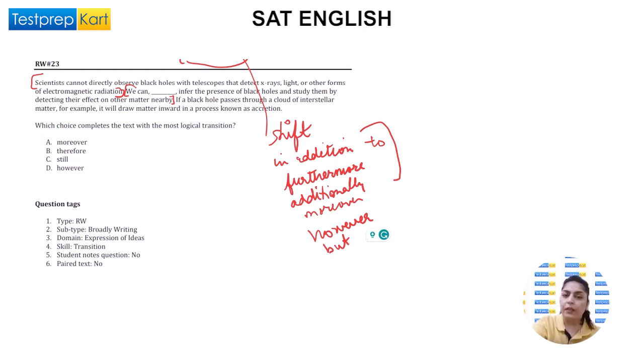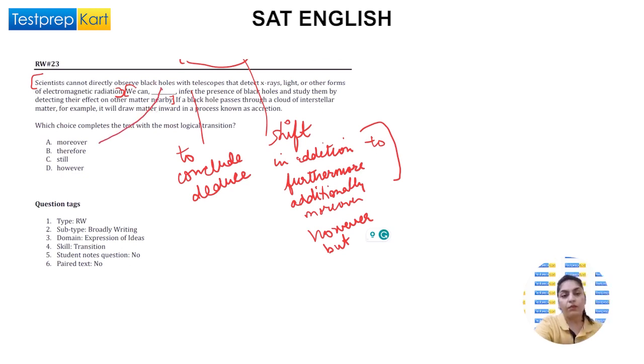Now, we can, however, it is possible that we can do something, if not we are observing completely, but we can do some study to some extent and we can infer. Infer means to conclude. We can conclude, we can deduce. Deduce is also the right word. We can deduce the presence of black holes, we can know that the black holes are present and study them by detecting their effect on the matter nearby. So this is an opposite idea. That is why we are looking for a transition word.